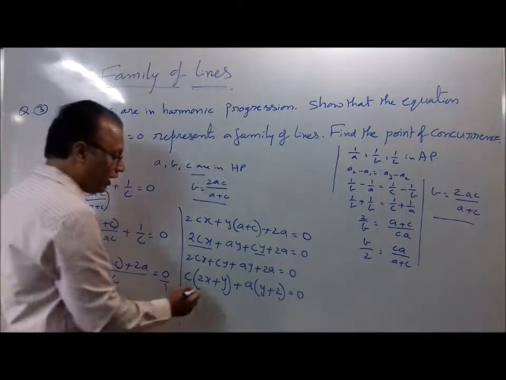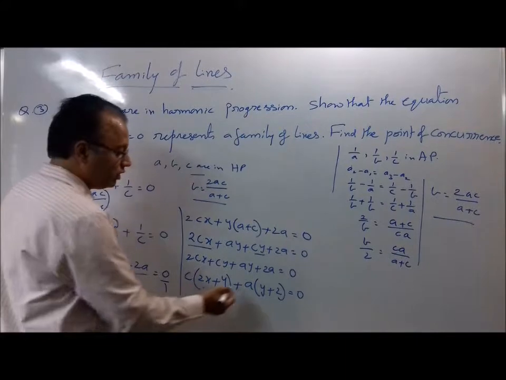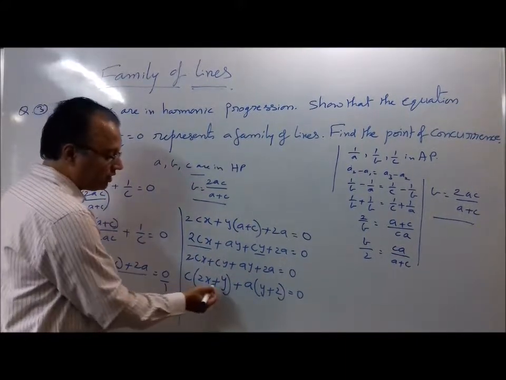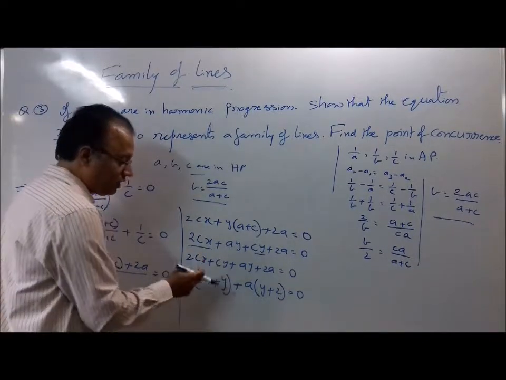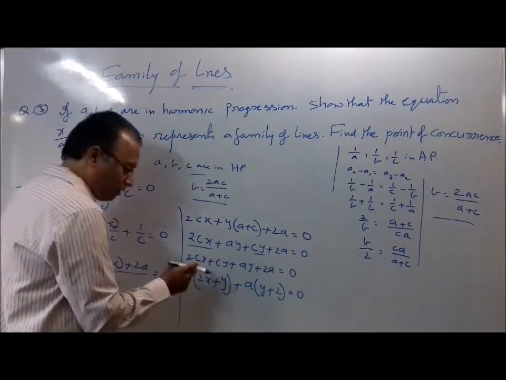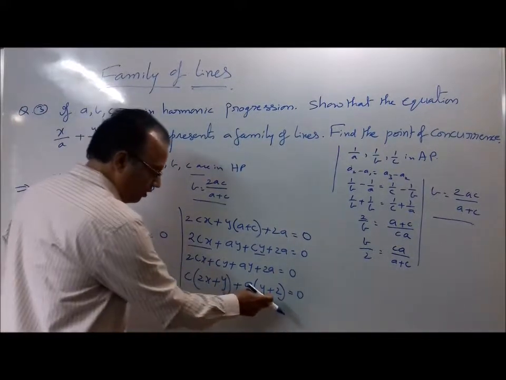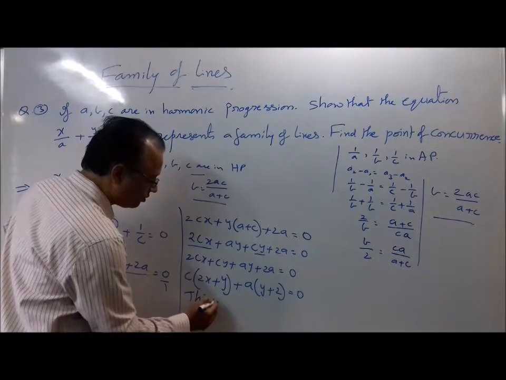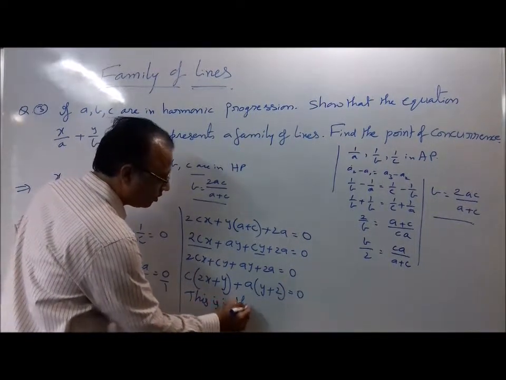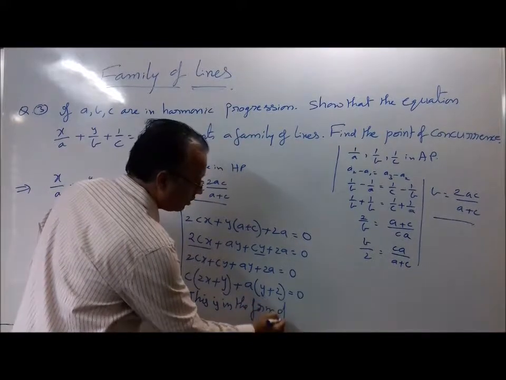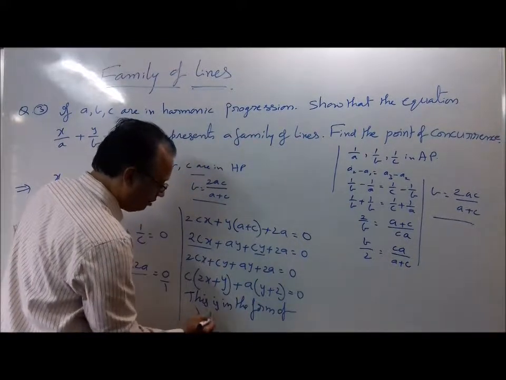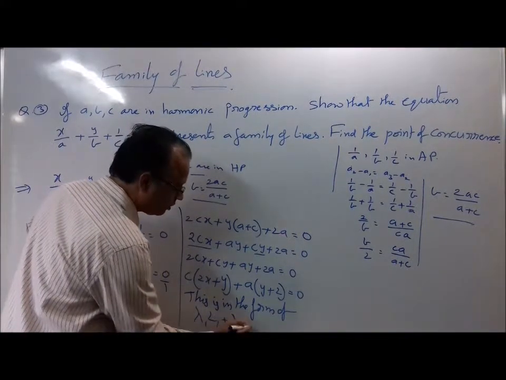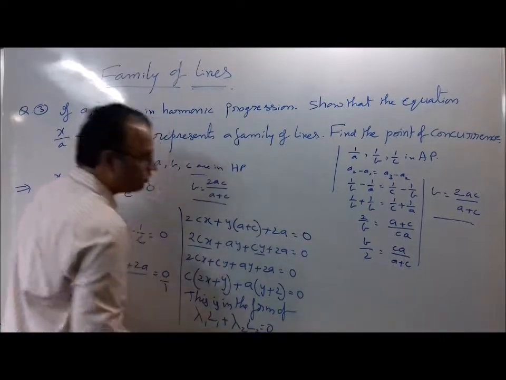So C is a constant, A is a constant. So lambda 1 L1, because this is a first degree equation in x and y, so it is representing a straight line equation. I suppose this is L1. Second line, suppose this as L2. So this is in the form of lambda 1 L1 plus lambda 2 L2 equal to 0.